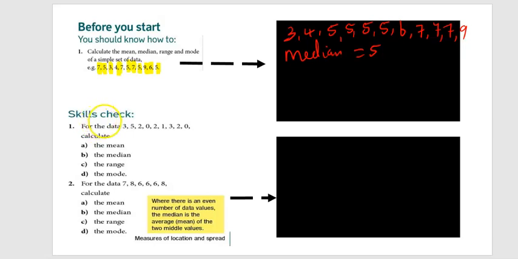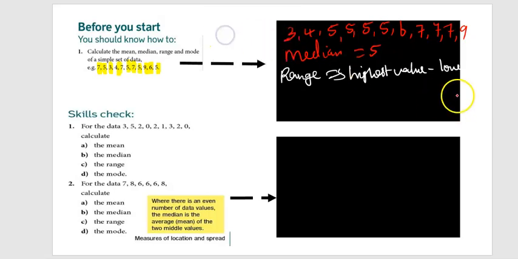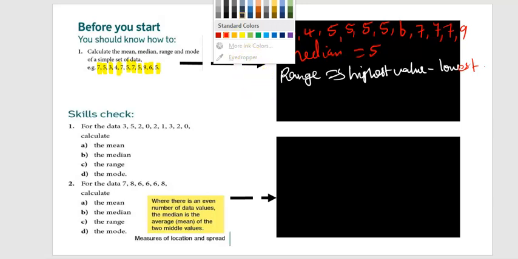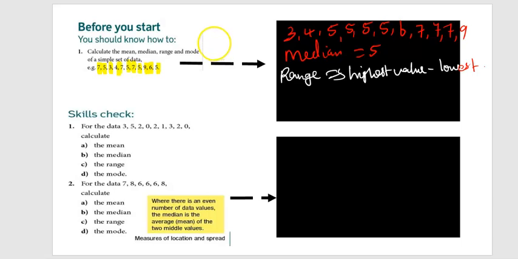Now let's look at the range. How do we find the range? The range is taking the difference between the highest value and the lowest value. So the range is the highest value in this data minus the lowest. If we take that, what exactly is the range? The highest value is 9, and the lowest value is 3. So we take 9 minus 3, and the range is 6.